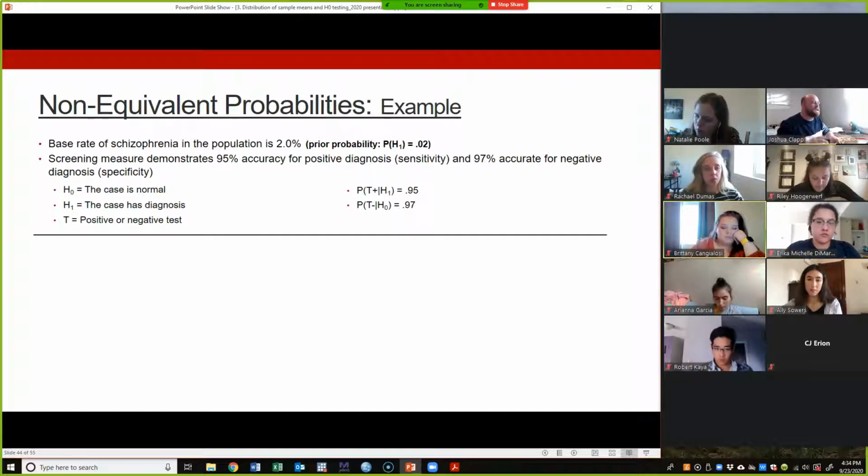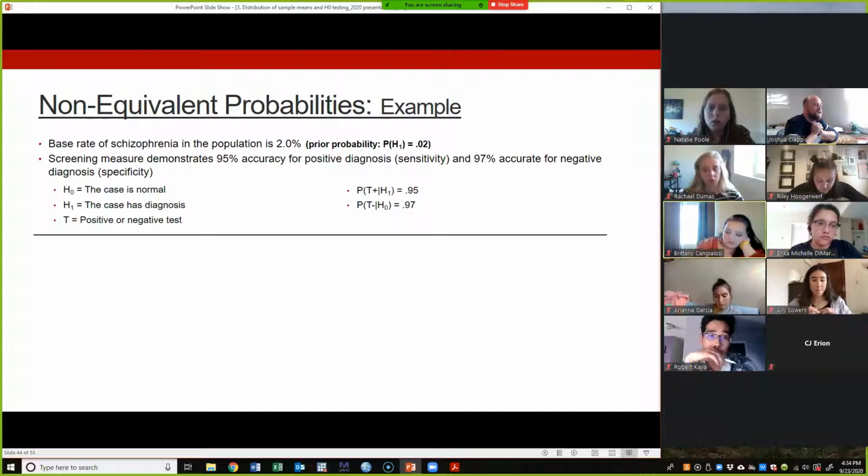Okay? So I pulled this from one of the papers that you pulled in, but we're going to go through it as a numerical example to give this some feel, okay? If I take a look at base rates of schizophrenia in the population, this is a very rare occurrence, right? We'll say it's 2%. So if I looked at everybody in the US, I would expect about 2% of the population to have schizophrenia. That's probably high, but let's say that's what it is, okay? And so I've got a screening measure.